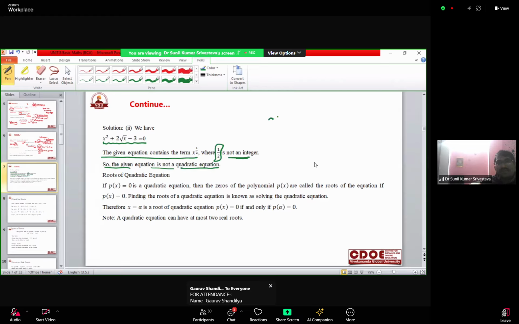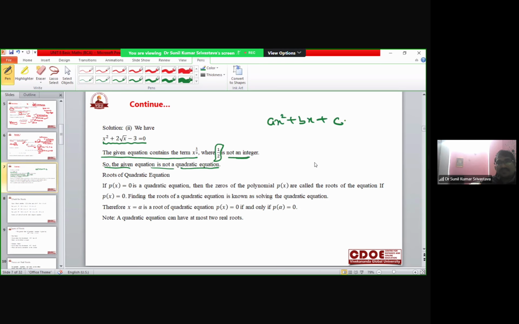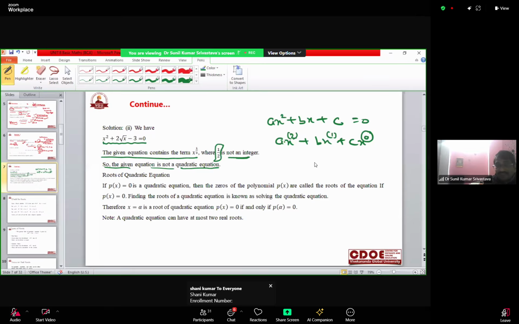So the given equation is not a quadratic equation. The general form is ax square plus bx plus c. It can also be written as ax square plus bx plus cx0. The coefficient of x is 0 here, 1 here, 2 here. So the power should be an integer, not a fraction. So this concept should be clear.